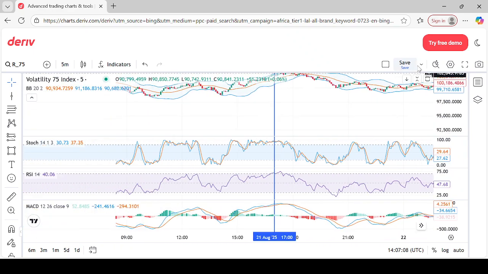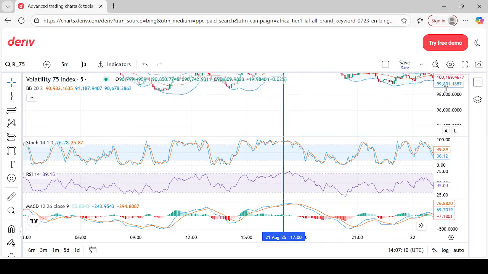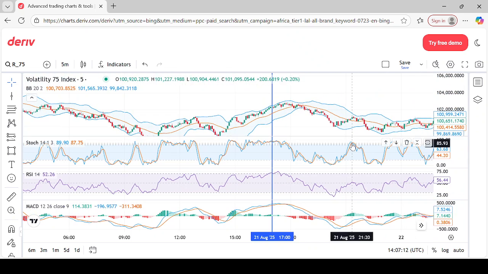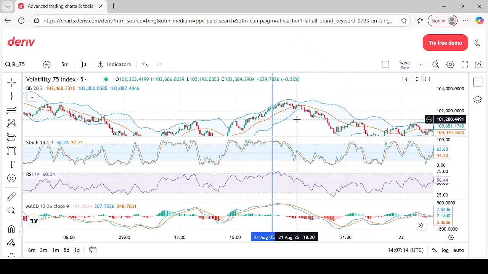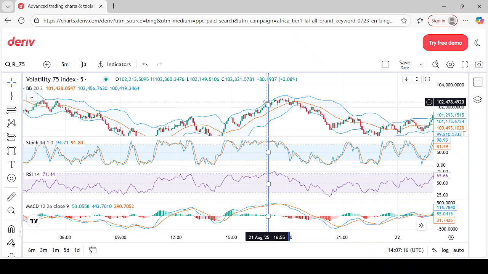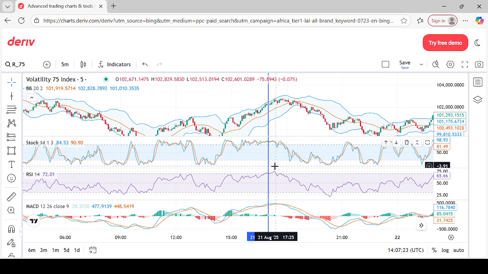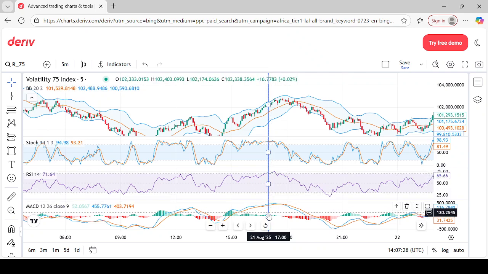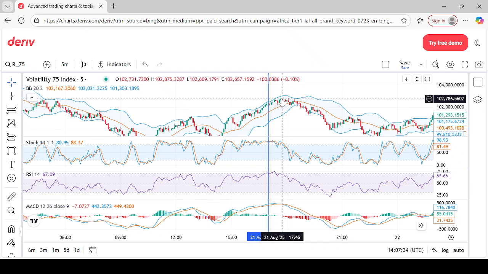And as we can see at this area on the 15 minutes chart, first things first, it is at the upper width of the Bollinger Band. As you can see, our stochastic oscillator is above 80 at this region. Our RSI is above 60 at this region, and our MACD histogram is at its peak. So this means that all four indicators align, and this would have been a perfect entry for a sell trade.